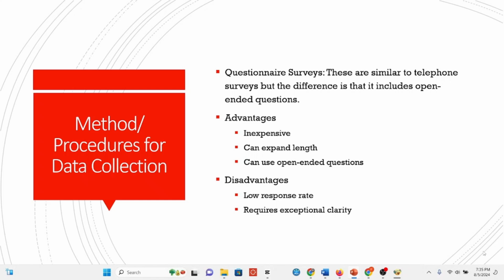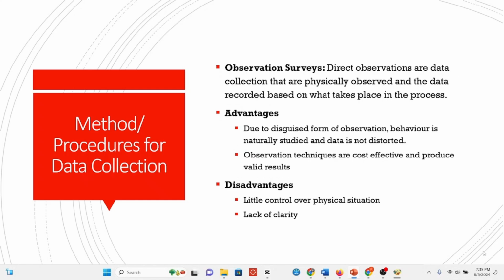The last method or procedure for data collection is observation surveys. Observation surveys involve collecting data through direct observation of behaviors, events, or processes. This method focuses on recording what takes place in a natural setting, often without interacting with the subjects being observed.